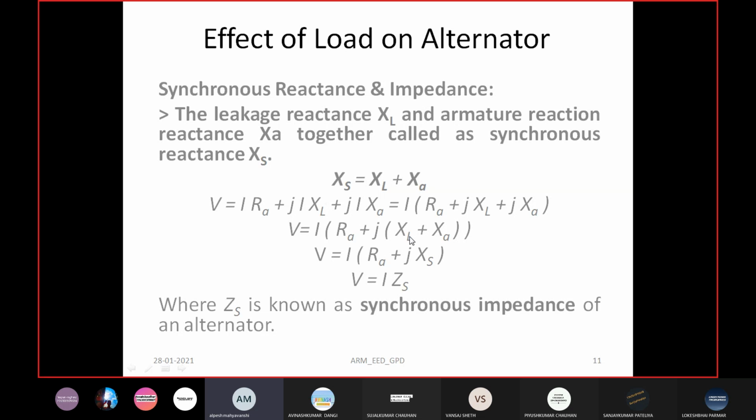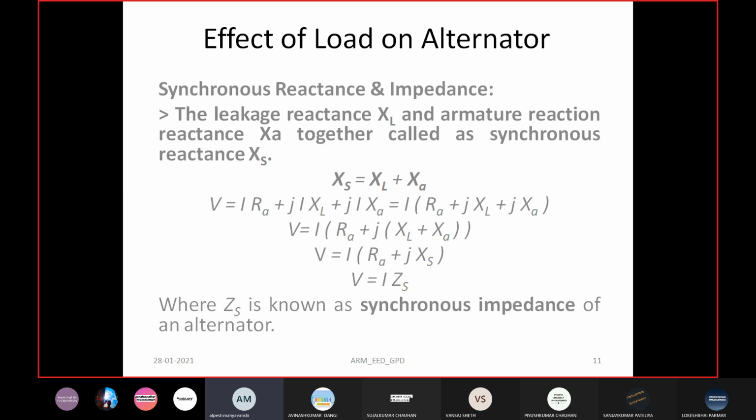Okay, so plus j into XL plus XA. Now what is this XL plus XA? This XL plus XA is the synchronous reactance XS. So the equation becomes V is equal to I into (RA plus jXS). And this equation is further written as V is equal to I into ZS, where ZS is known as the synchronous impedance of an alternator.